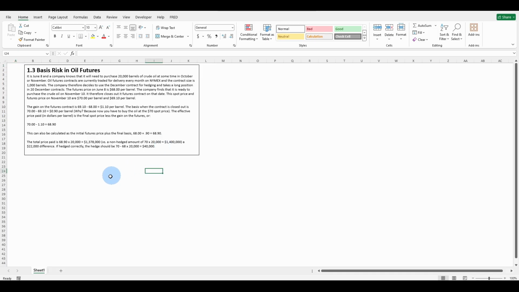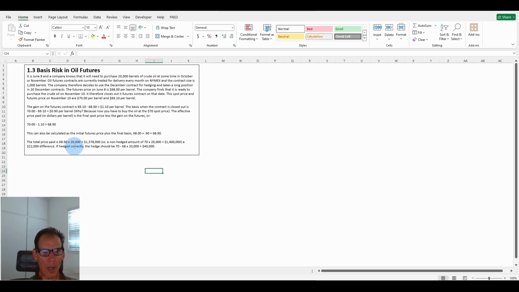Lots to think about when you're new to finance or new to futures, the difference between hedging and non-hedging and basis risk. So the total price paid is $68.90 times 20,000 equals 1.378 million versus a non-hedged amount of 70 times 20,000 equals 1.4 million. A $22,000 difference. If hedged correctly, the hedge should be 70 minus 68 times 20,000 equals 40 grand. You need to be cognizant of the nuances within finance.